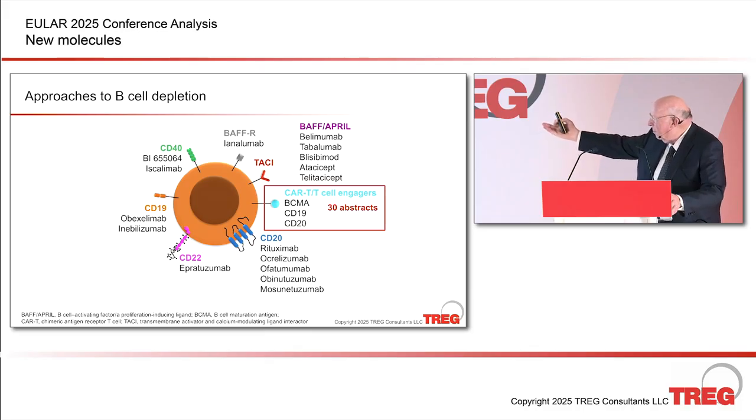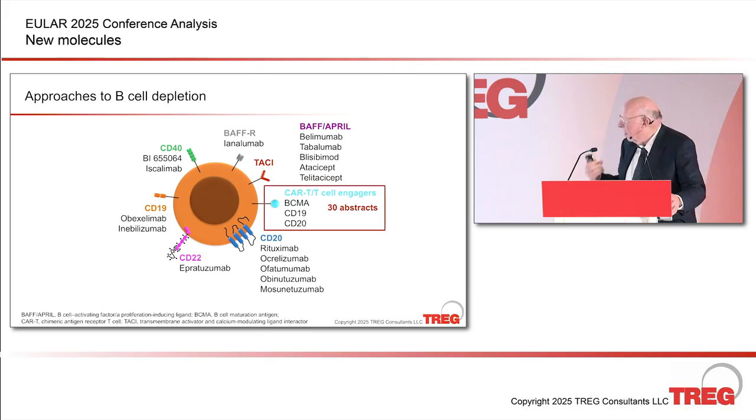This is the part of the B cells that we're going to be looking at. BCMA agents, CD19, CD20. We're not looking at any of the other B cell therapies, which have been discussed actually in the autoimmune group.